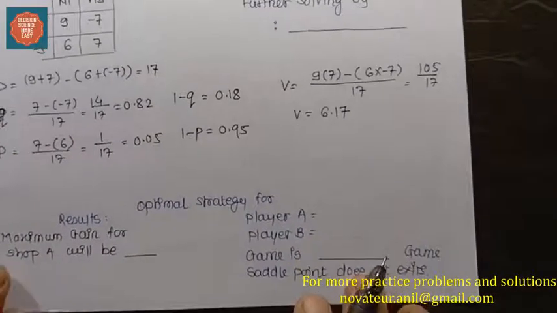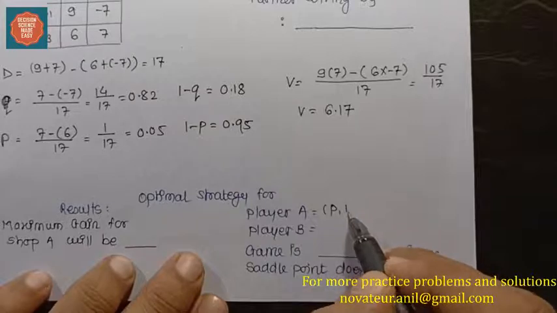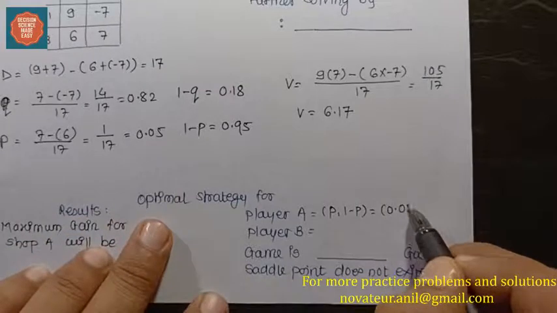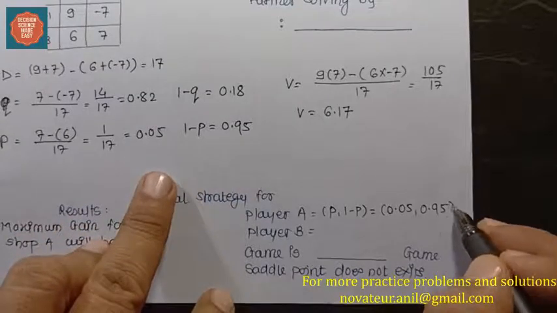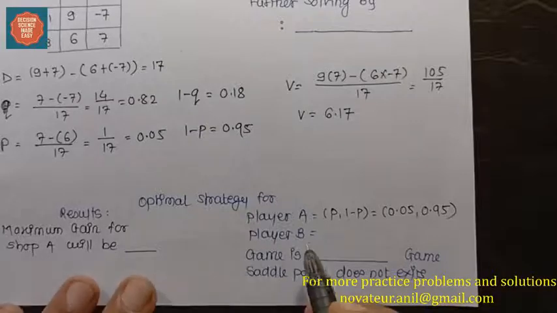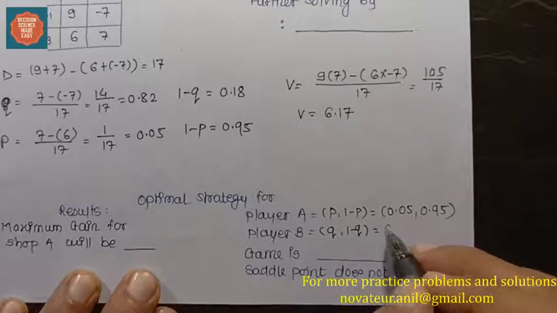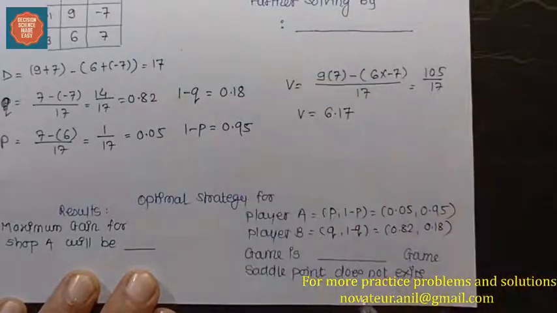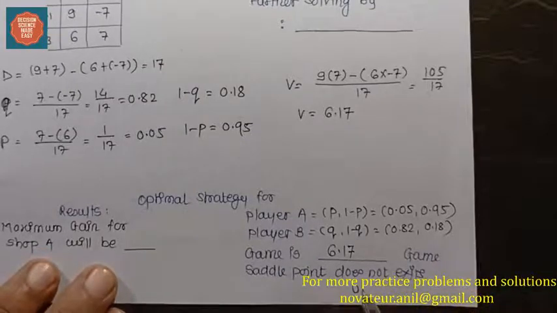So now it's very simple. The strategy for player A is nothing but, in bracket, p and 1 minus p. So I'll just write down the value of p is 0.05 and the value of 1 minus p is 0.95. Similarly for B it is q and 1 minus q, so it will be nothing but 0.82 and 0.18. The value of the game is nothing but v, which is 6.17. So we can say that it is obviously an unfair game.